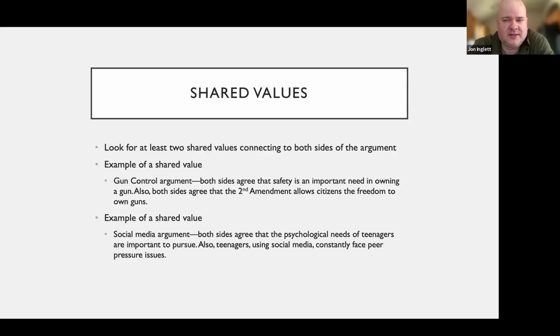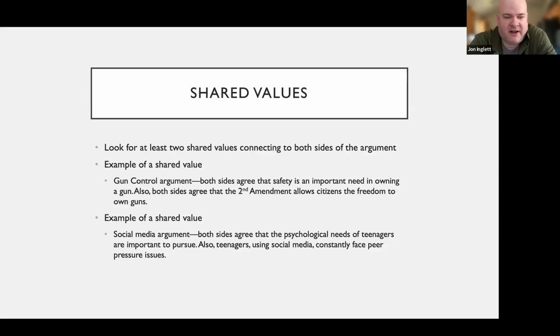Next paragraph, you will focus on shared values. What do side A and side B have in common? What are the common values between both sides? So look for at least two shared values connecting both sides of the argument. An example of a shared value for the gun control argument. Both sides agree that safety is an important need in owning a gun. Also, both sides agree that the Second Amendment allows citizens the freedom to own guns. Both sides can agree upon safety and the Second Amendment.